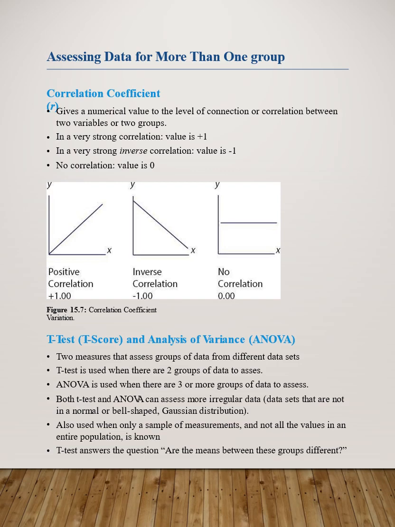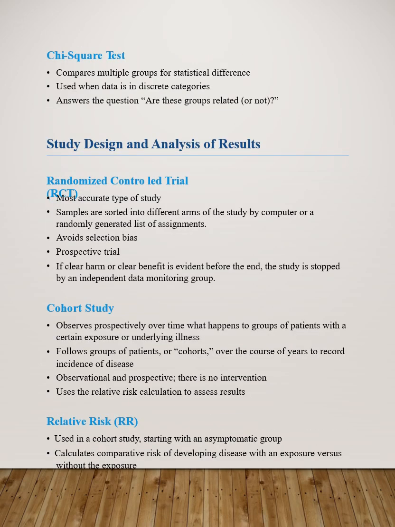Gaussian distribution. Number 5, also used when only a sample of measurements, not all of the values in the entire population, is known. And number 6, t-tests answer the question: are the means between these groups different? Let's go to the next slide, number 11.